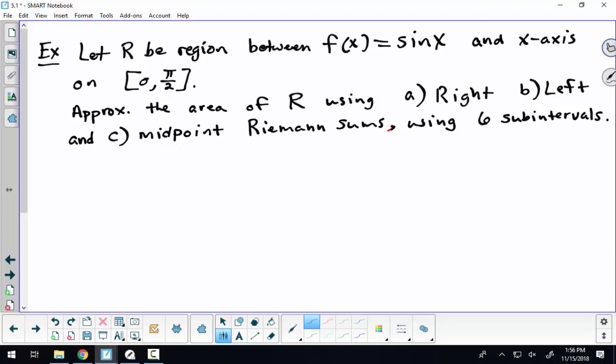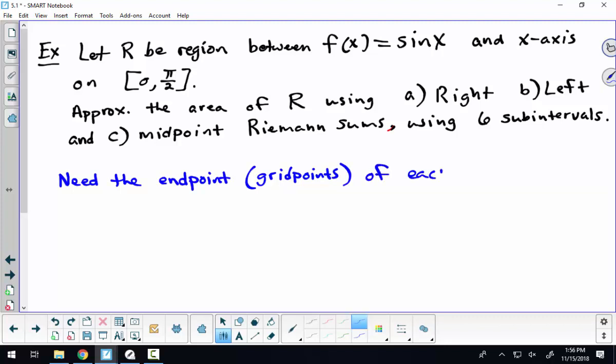And really what we're after is the grid points. So we need the endpoints or the grid points of each rectangle. And finding the grid points, as we've seen, gives us what the partition is, right? So we need the grid points for each rectangle, which subsequently gives us the partition.